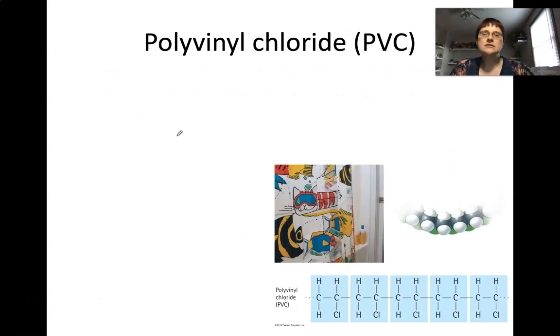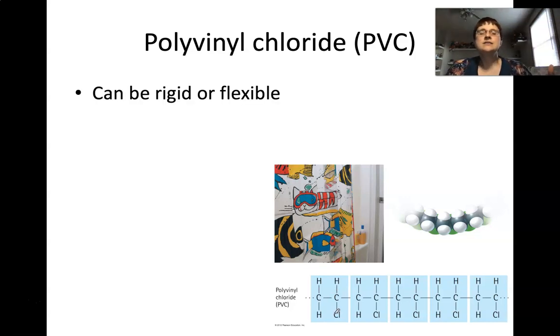Right. Our next one is polyvinyl chloride. You've probably never heard it called polyvinyl chloride. It's PVC. Polyvinyl chloride, its monomer unit is hydrogens and carbons, but there's a chlorine on each monomer, hence the polyvinyl chloride. This stuff can be made into rigid or flexible versions depending on how it's catalyzed together.